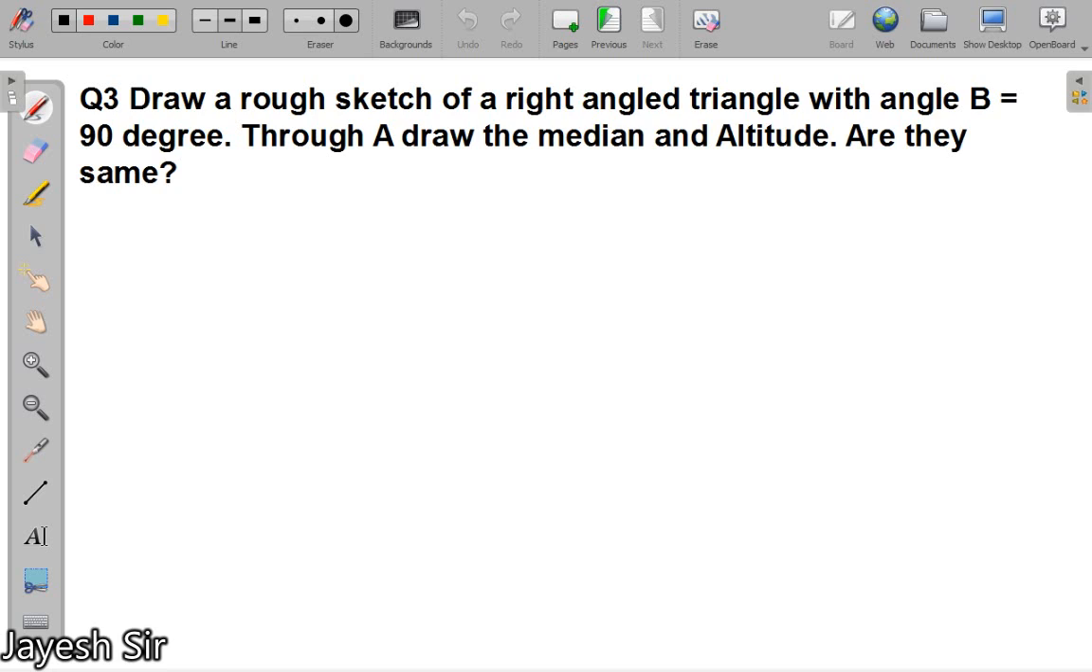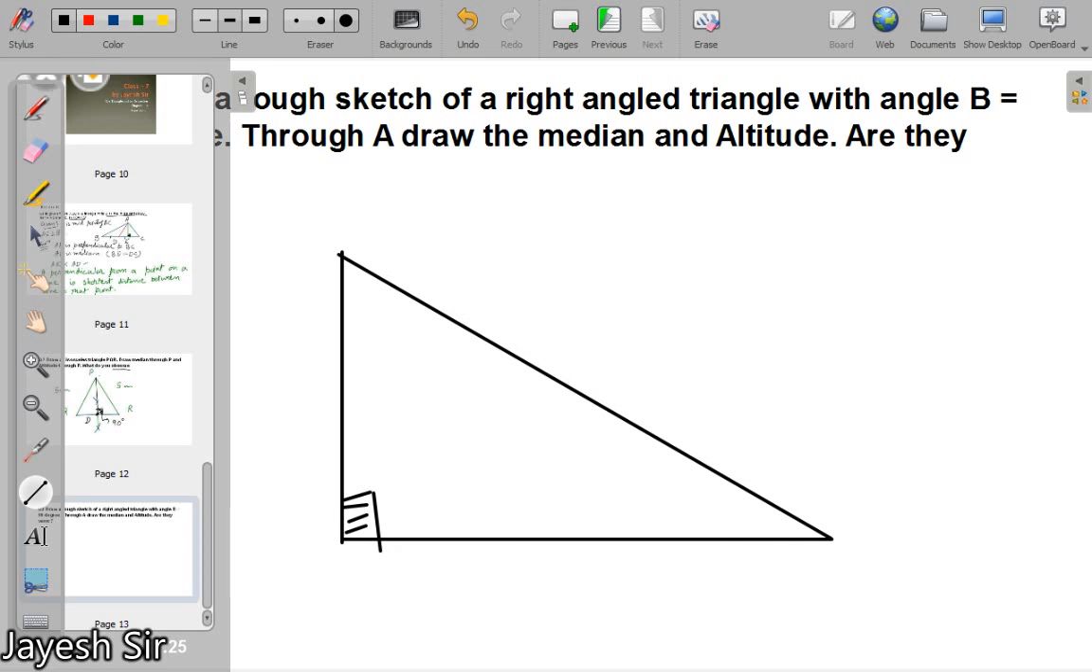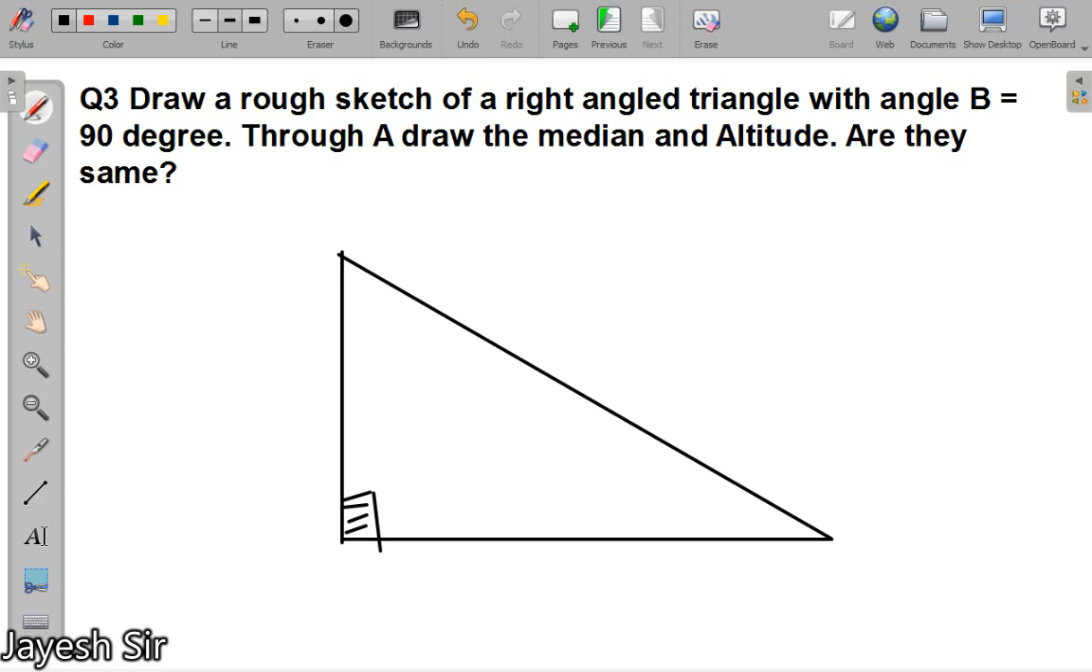Now next is question number 3. Question number 3 is: draw a rough sketch of a right angle triangle with angle B as 90 degrees. First of all, you have to draw a right angle triangle of any length, it wouldn't matter, in which angle B is 90 degrees. I'm drawing it on the computer, so I can easily make this angle 90 degrees. You can use a set square to make this angle 90 degrees. We will name the triangle ABC. We have 90 degrees at point B.